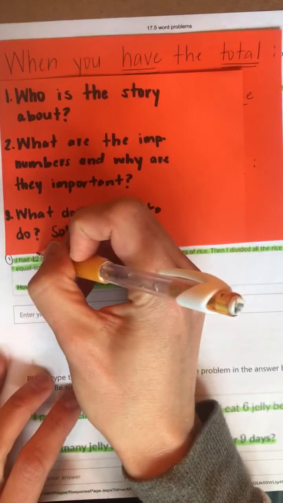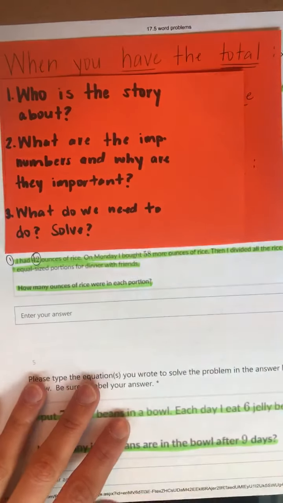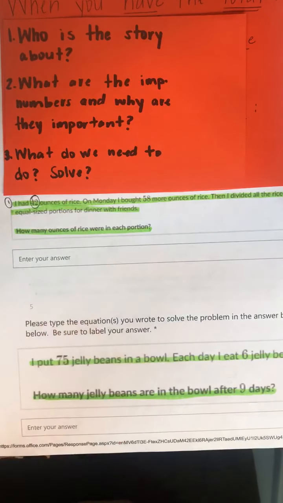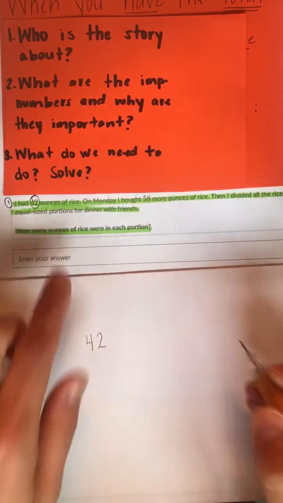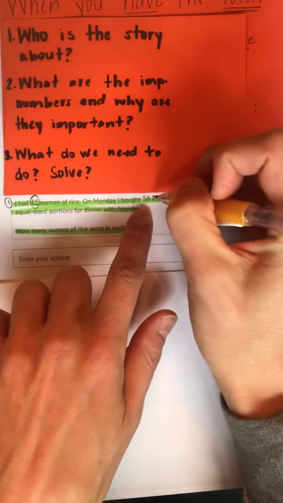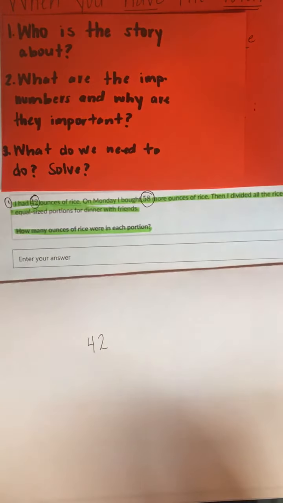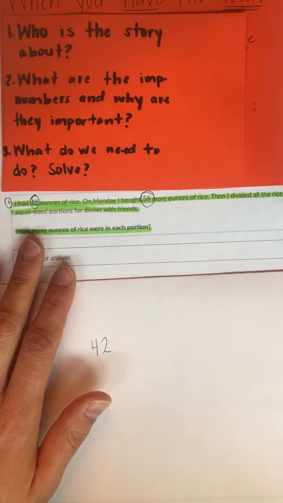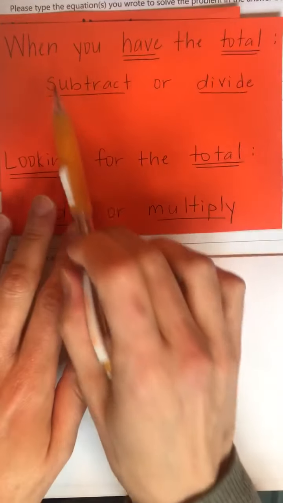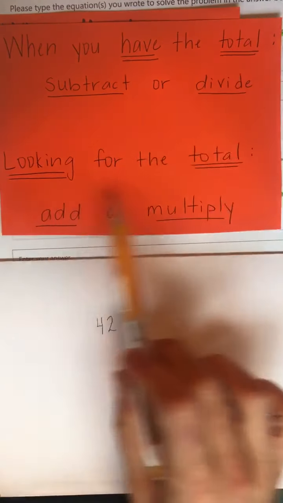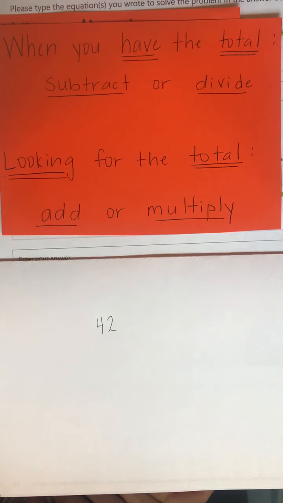So my first number that's important was 42, right? Because that's the amount of rice that I started with. I started with 42 ounces of rice. Then it says, on Monday, I bought 58 more ounces of rice. Well, 58 is important because that's how many more ounces of rice I bought. So let's think about it. Do we know the total amount of rice, or are we looking for the total amount of rice right now? That's right, we're looking for the total amount of rice.